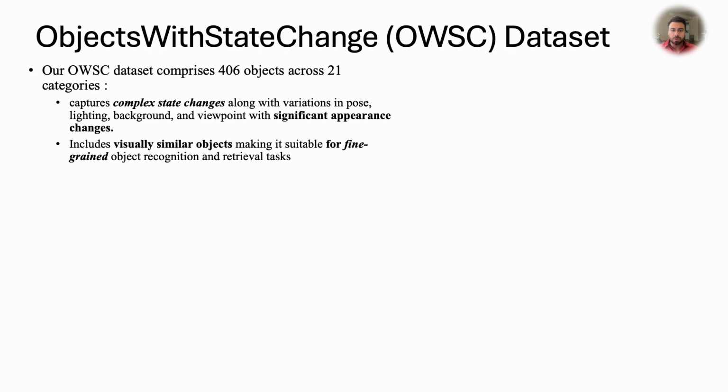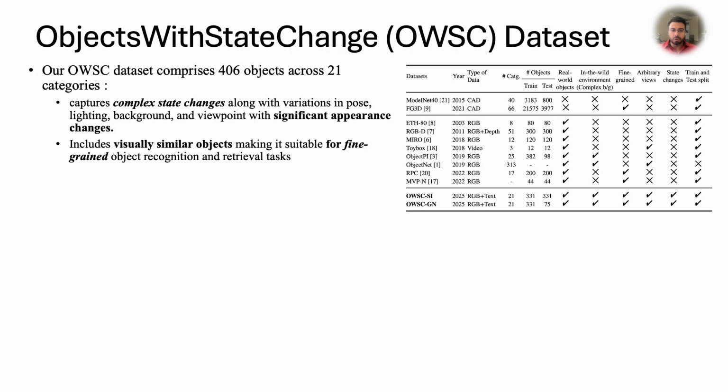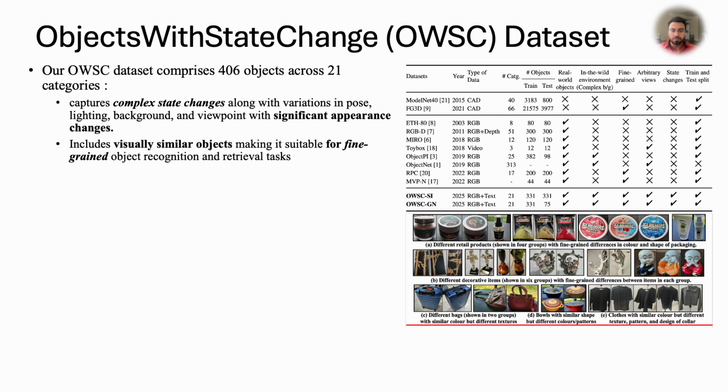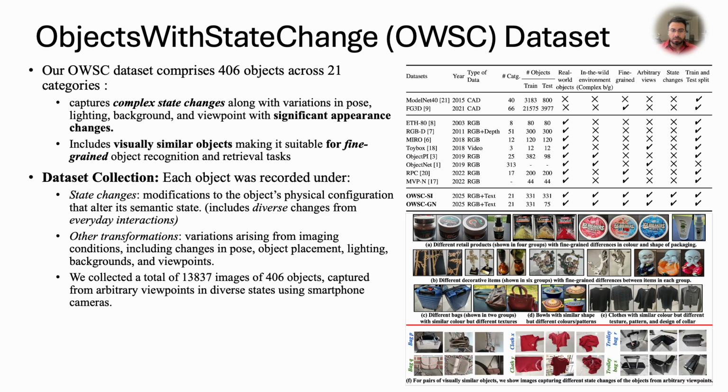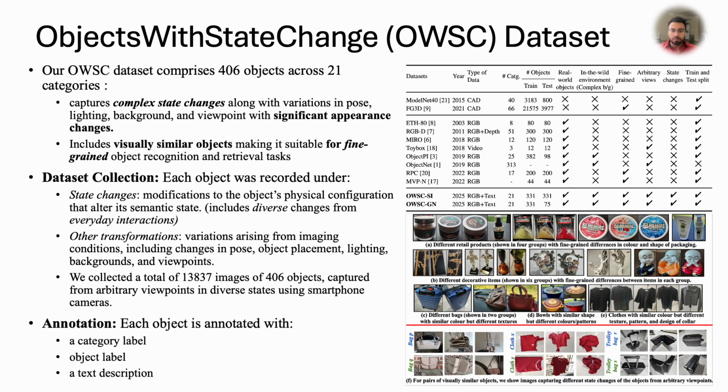In our dataset, we capture complex state changes along with variations in viewpoint, pose, lighting, and background of 406 objects across 21 categories. This includes visually similar objects, as shown in the figure, for fine-grained tasks. We collect 13,837 images from arbitrary viewpoints in diverse state changes and other transformations. For each object, we provide category, object labels, and a text description.